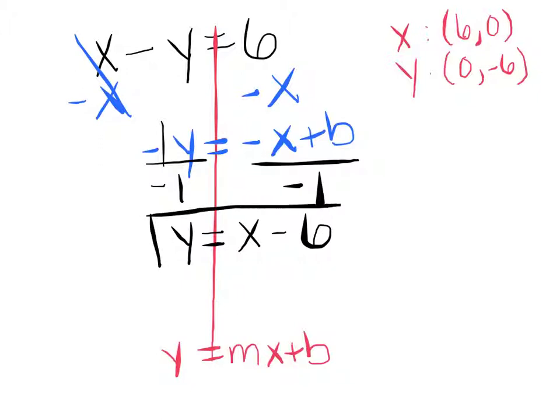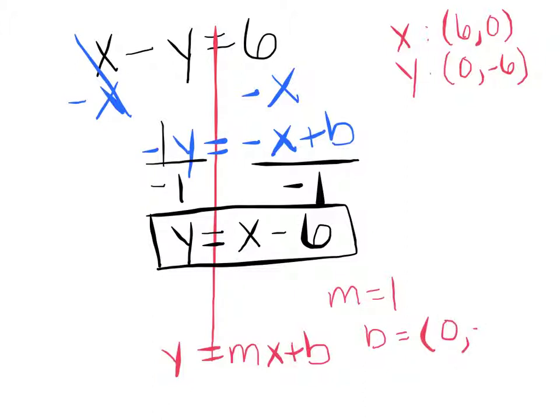So we have slope-intercept form. And we can write down that our slope is, oh, what's in front of that x? I gave it away. Sorry. It's a 1, so the slope is 1. What is the y-intercept in this case? 0, negative 6. Which, just to double check, does it match our standard form? Yep.